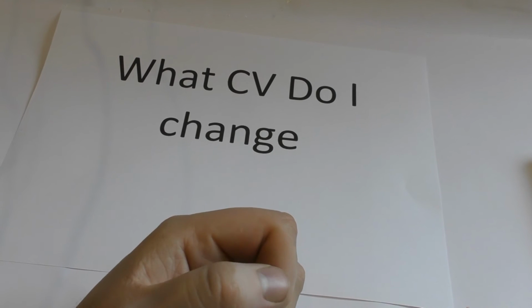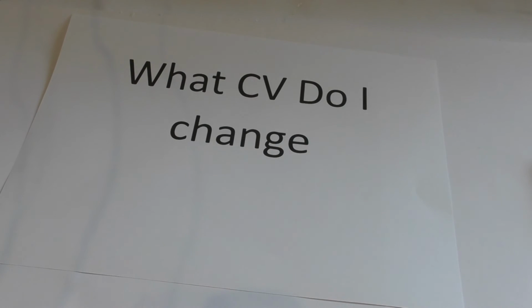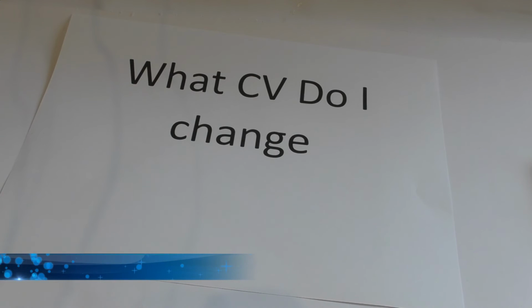So that's CV2 is start voltage, CV3 is acceleration time, CV4 is braking time, CV5 is maximum speed or maximum voltage depending on whose chip you're reading, but they mean the same. And CV6 is middle speed or middle voltage.